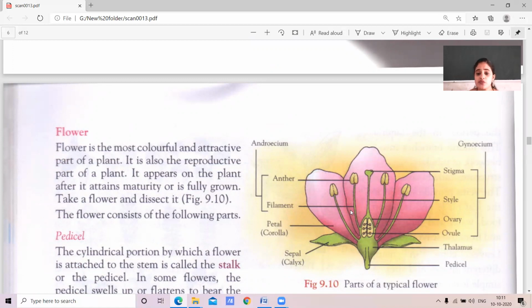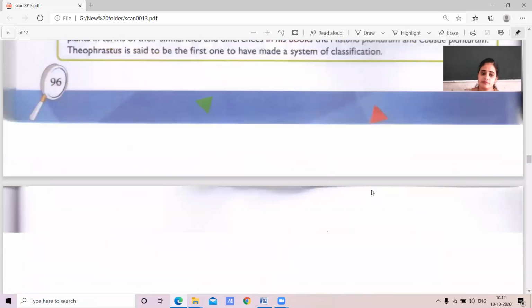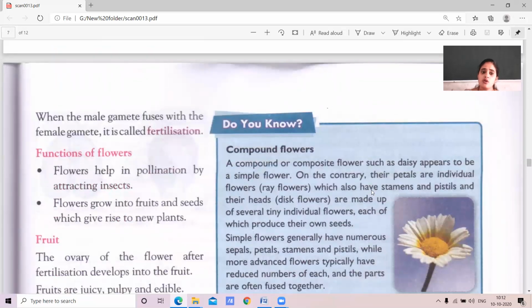Yes, the transfer of pollen grains takes place from anther of the flower to the stigma of the flower, we call it as pollination. It will take place to the same flower or for a different flower also. Okay. So, when the male gametes fuse with the female, androecium fuses with the gynoecium, they get fertilization. Yes. So, what is the main function of this flower?